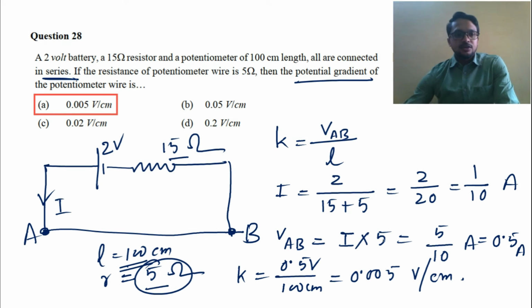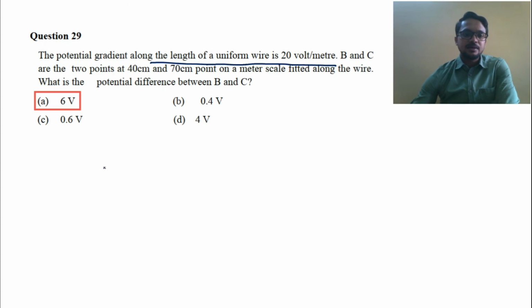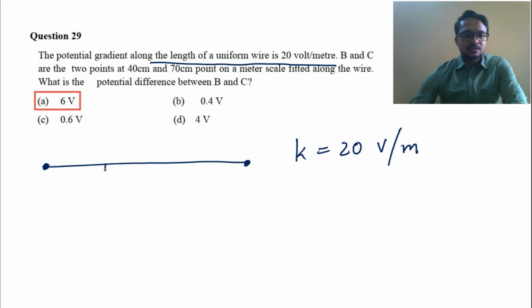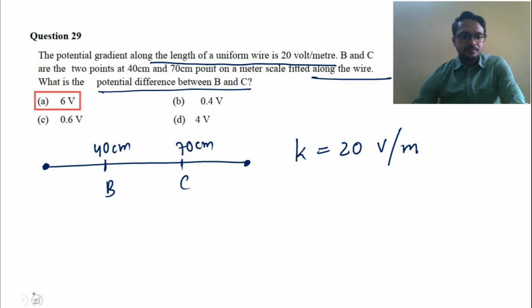Fine. Going to the next question, question number 29. The potential gradient along the length of a uniform wire is given as 20 volt per meter. This is a uniform wire, and here the potential gradient k is given as 20 volt per meter. B and C are 2 points, suppose this is point B and this is point C; here the marking is 40 and here the marking is 70. Along the wire, what is the potential difference between B and C?